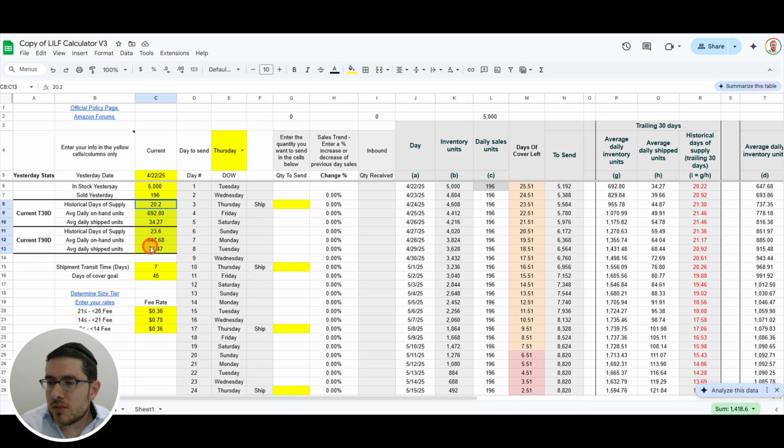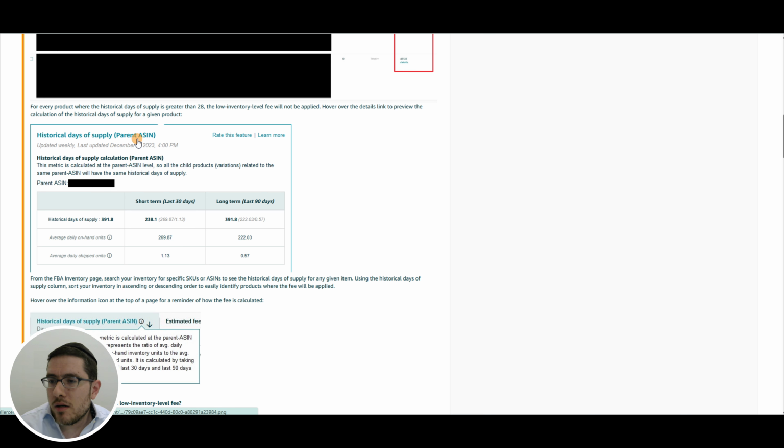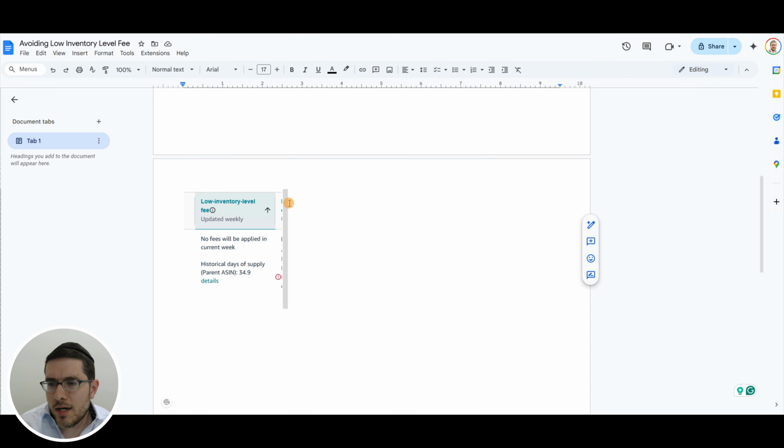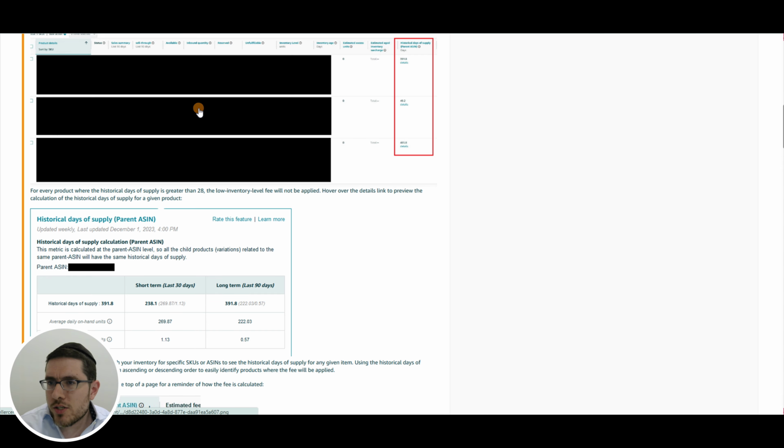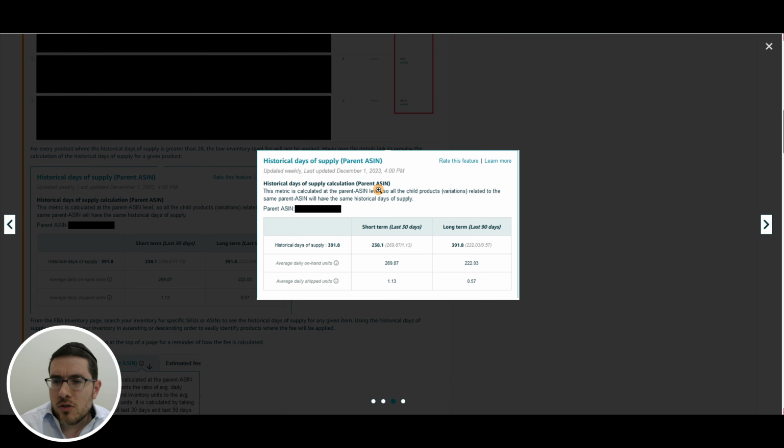Now these next metrics we are going to copy from Amazon. On the FBA inventory page, and over here there's a link to get to that page, there is a column called low inventory level fee. It will look something like this, and over here it will show you your historical days of supply. But in order to get the real picture, you have to click on details, and then you will get a screen that looks like this. This is the information that we need to copy over to the sheet.